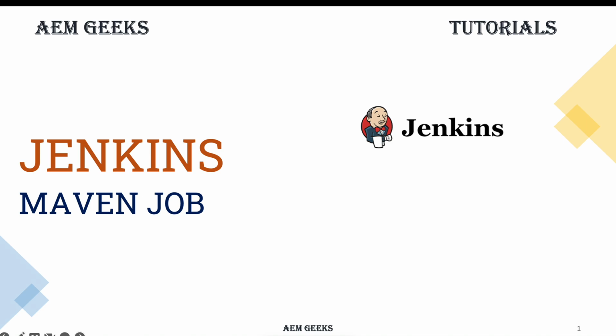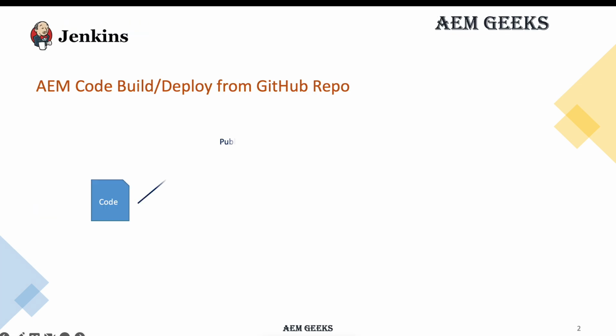Hi, in this tutorial, I'll talk about how to write a job to build and deploy code to AEM from a GitHub repository. So there are two types of repositories, public and private. As part of this tutorial, I'll use a private repository because for private, you need an additional step for authentication.